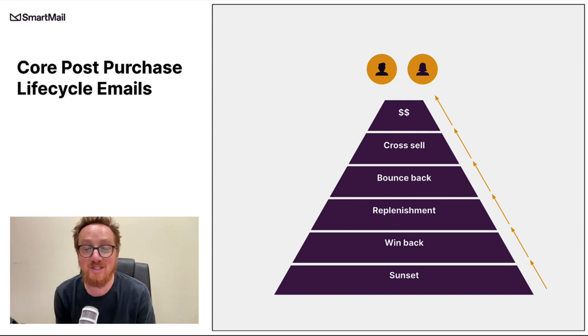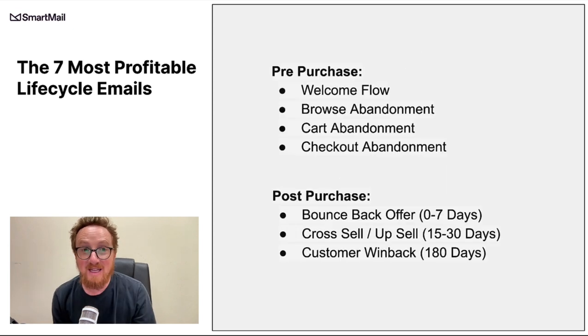Now on the post-purchase side, different types of lifecycle emails are going to work differently for different brands, obviously based on what you're selling. Some of this might be different. But by and large, the 7 most profitable lifecycle emails are, on the pre-purchase side, the welcome flow, the browse abandon, the cart, and the checkout. And on the post-purchase, you've got a sequence of 3, whether it's the bounce back, the cross-sell upsell, and the customer win back, or a mix of any of the other 2.